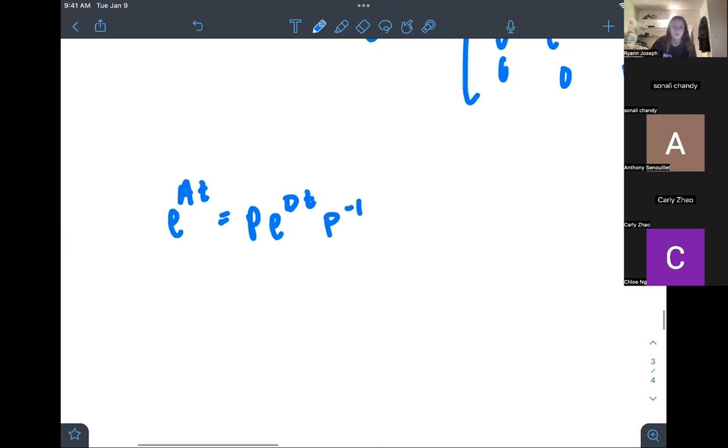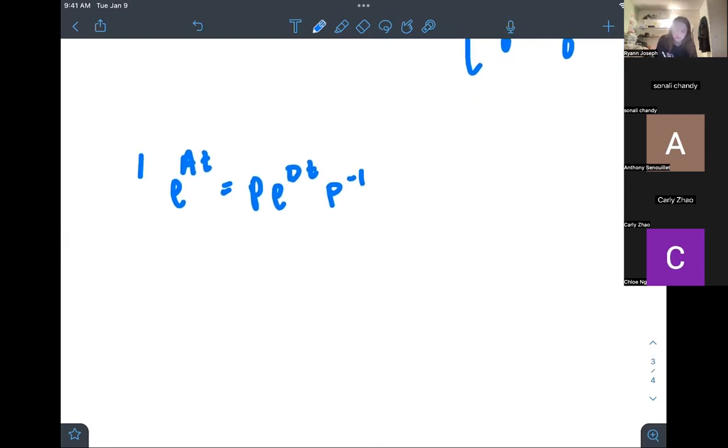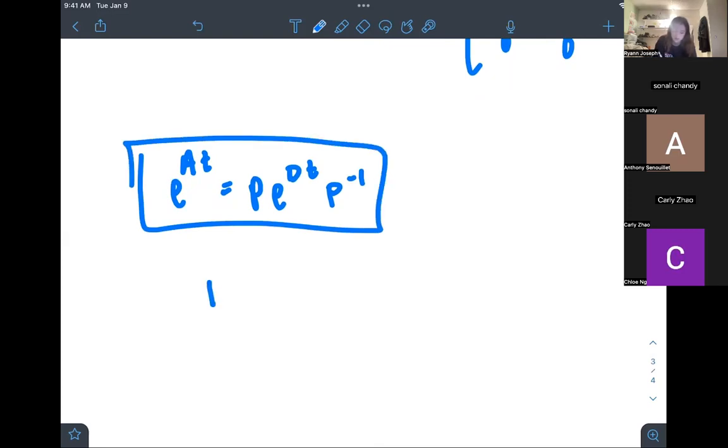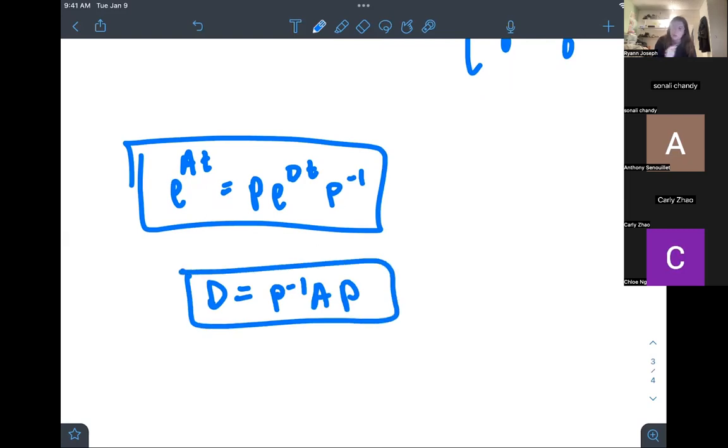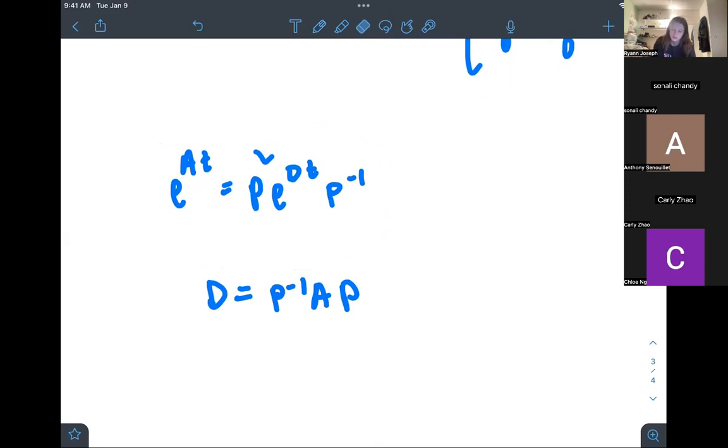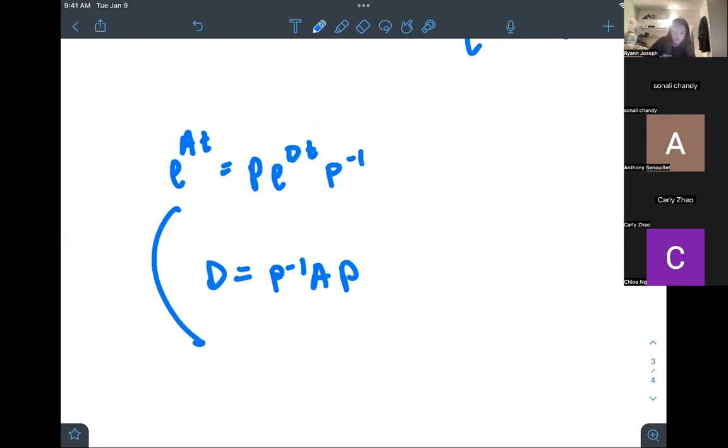So this is a true assertion. Usually it's D equals P inverse A P. This is our normal equation for diagonalizing. As we can see, P and P inverse have flipped when we're raising it to the exponential. This is just true. They might ask, solve for it this way. So I'd be familiar with the fact that this is true.